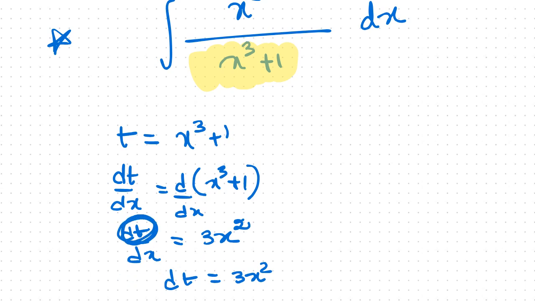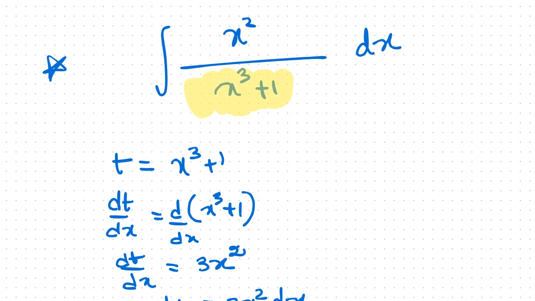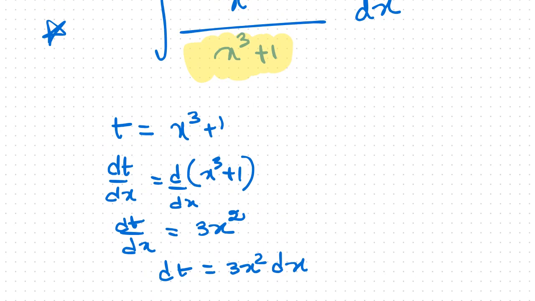Dt alone should be equal to... dt alone, say fractions, 2x. This goes on the other side. dx goes on the other side. 3x square into dx. Okay. So now x square into dx, right?